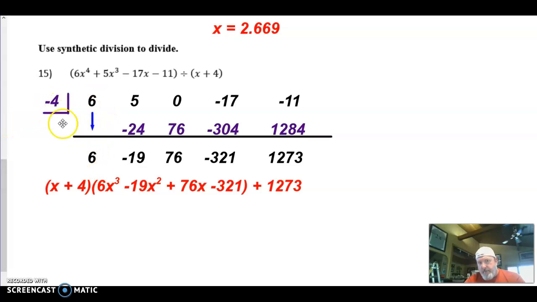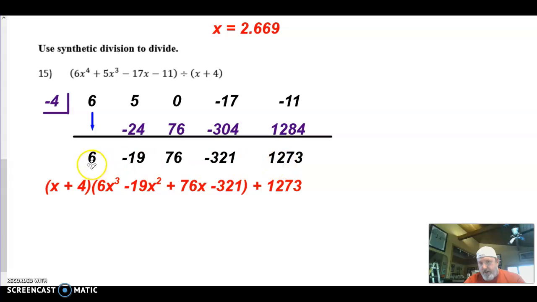First number down, multiply by negative 4. Then I add these two. I get negative 19. Multiply by negative 4 gives me 76. Add these two. Multiply by negative 4. And I'm going to add these two numbers. I get negative 321. Be careful right here. This is the big mistake I see. Negative times a negative is positive 1284. Minus 11 is 1273. So now that's the hard part, is the synthetic division.